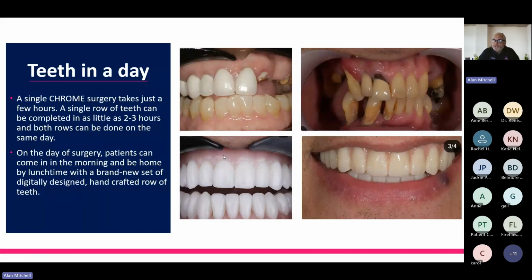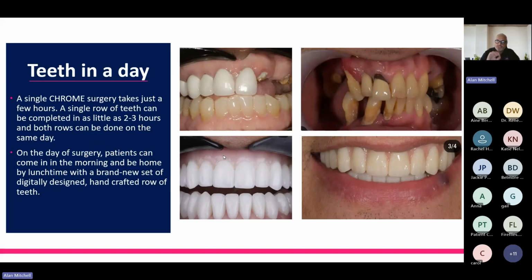Now, I don't know if anyone on the webinar has been involved with full arch surgery before, but especially when it's hand guided, a lot of the time it's a full day in the chair for the patient in terms of the surgery. Then they're waiting for the teeth to be made and then fitted. What we deliver with CHROME GuidedSMILE, because of all the planning that's gone on beforehand, is we can look to deliver teeth.